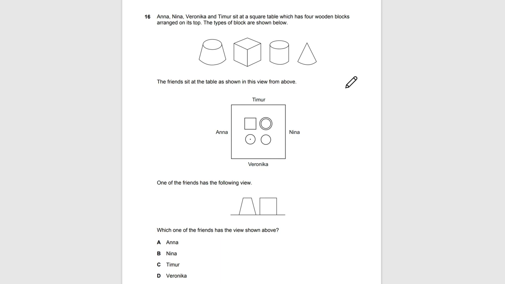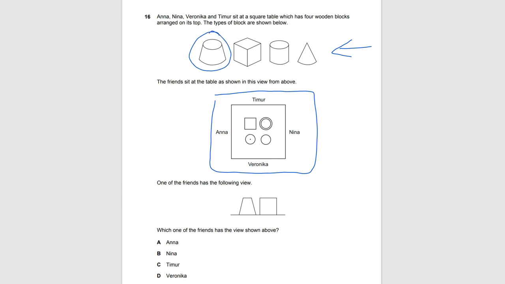Starting with 16. Anna, Nina, Veronica and Timur sit at a square table which has 4 wooden blocks arranged on its top. The types of block are shown below. So here we have the table and we have our 4 shapes here. Let's start by identifying what each of these 4 shapes are. So this first shape here is a curved cone. We'll call it a circular cone. We'll call the second one a cube, the third shape a cylinder, and the fourth shape a pointed cone.